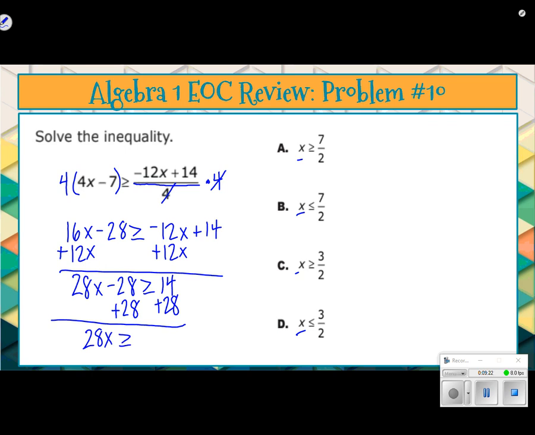All right, 14 plus 28 is 42. I already can tell I'm about to divide by a positive, so my inequality symbol is not going to flip. So I could throw this out and that out, and then I've got to figure out, well, 42 over 28 reduces, both are divisible by 7, 6 over 4, which is 3 over 2. So we're going to go with C.